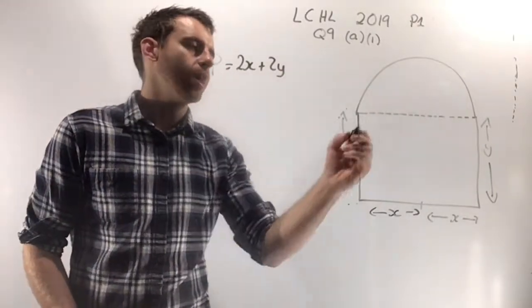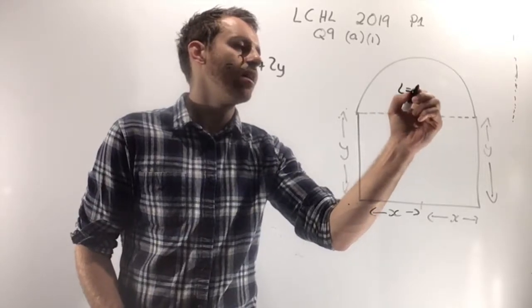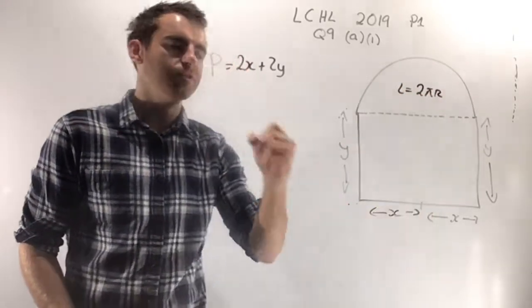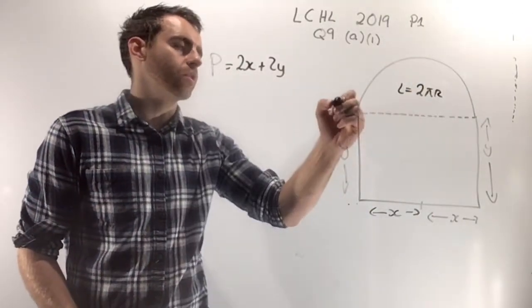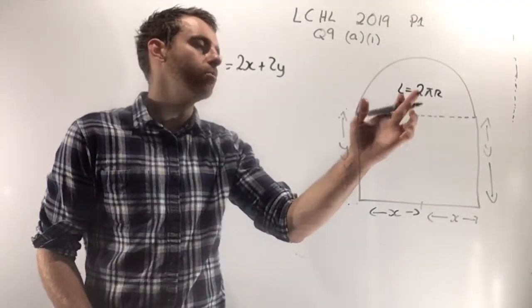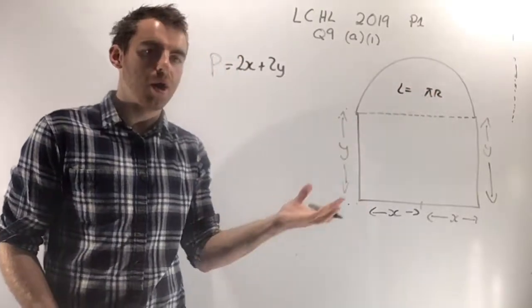Slightly more difficult to get the perimeter of the semicircle. According to your log tables, the circumference of a circle is given as the formula L is equal to 2 pi r, where L represents the circumference of a circle. Now obviously we're not dealing with a full circle, we're dealing with half of a circle. So instead of the circumference being 2 pi r, it's going to be half of that. Half of 2 pi r is just pi r.